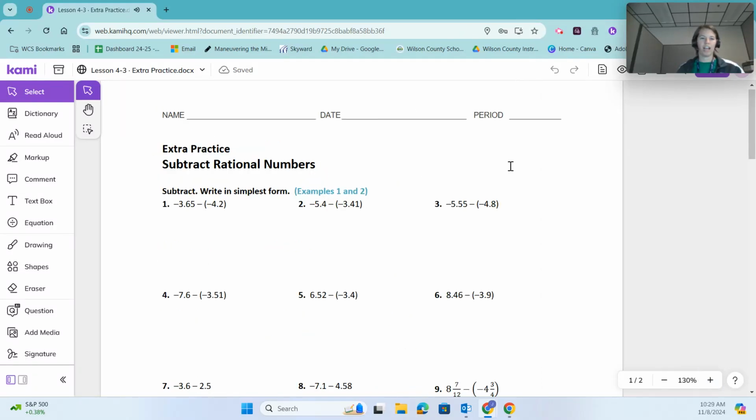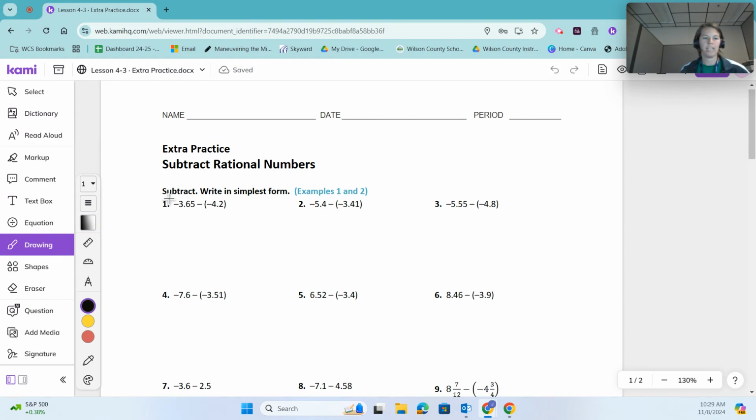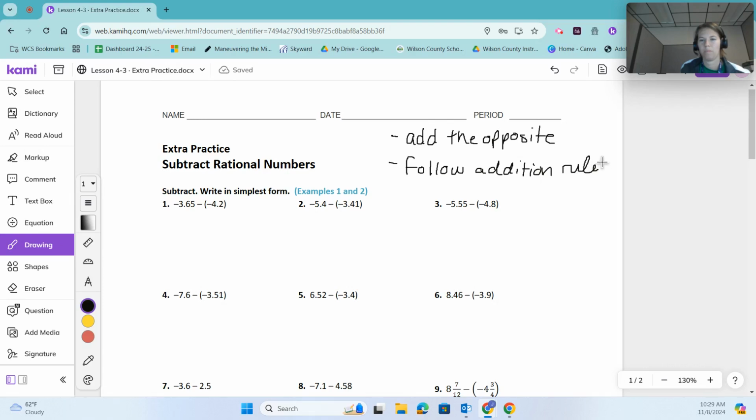Today we will be subtracting rational numbers. When we are subtracting rational numbers, we need to use the same rules we used for subtracting integers. The first thing we need to do is add the opposite. Then we follow addition rules. Addition rules say same signs, we add and keep the sign, and different signs, subtract and keep the sign of the larger absolute value.